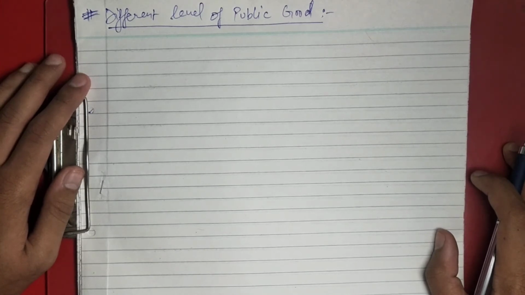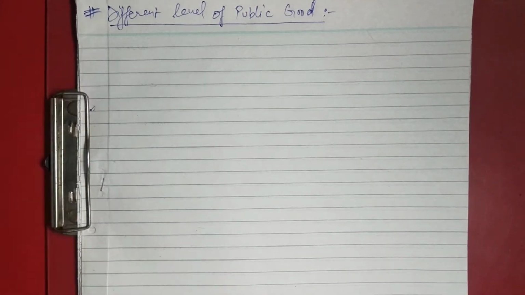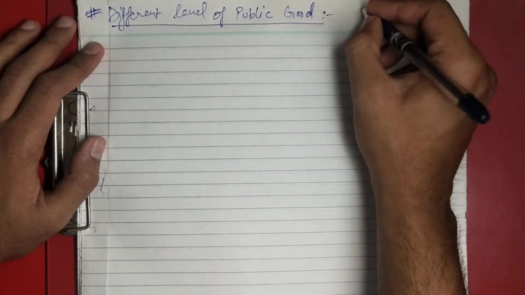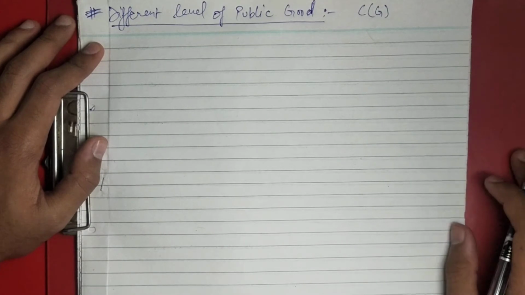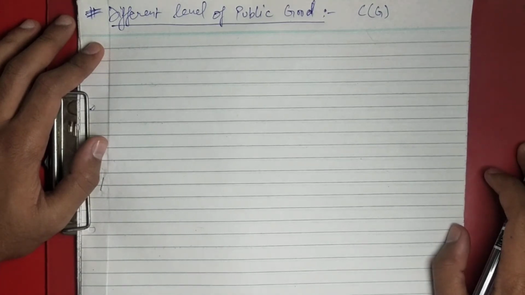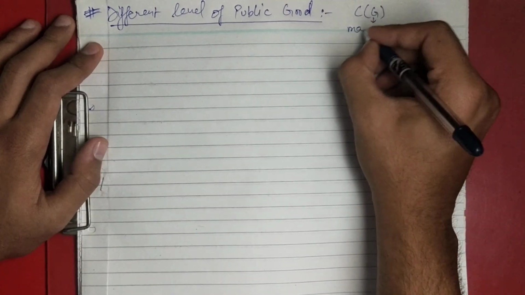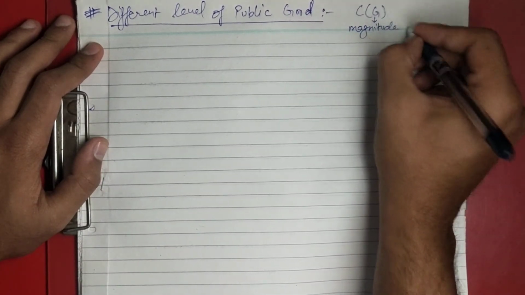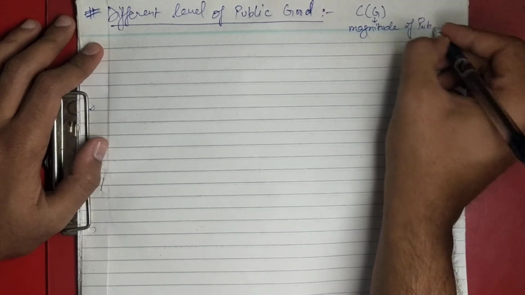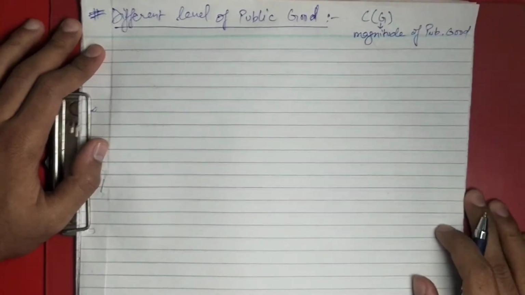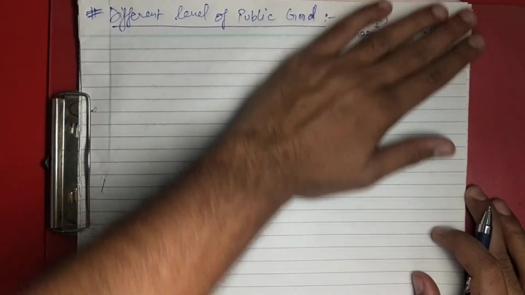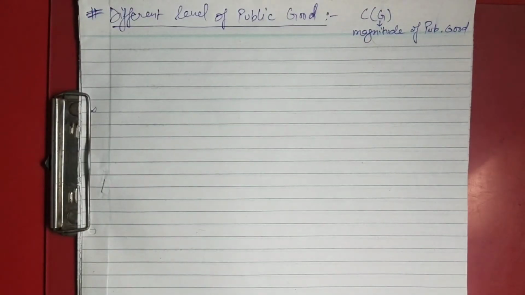And G1 and G2 represent their contributions to the purchase of the public good, and the cost function of the public good is C(G). This is the cost function for the public good, where G measures the magnitude of the public good. G is here the magnitude of the public good. Okay guys.